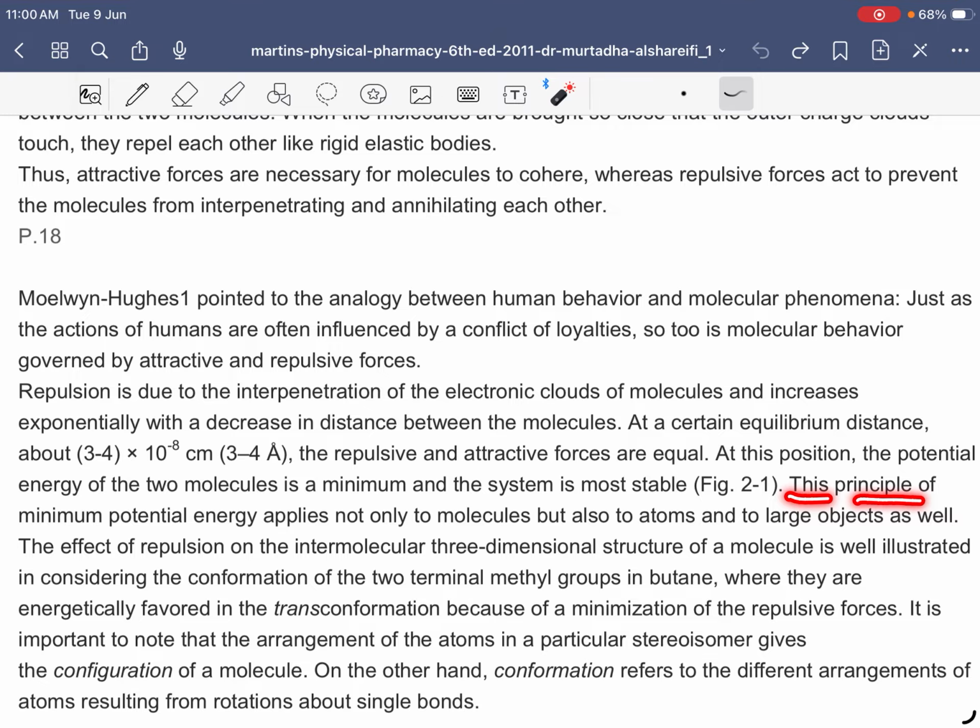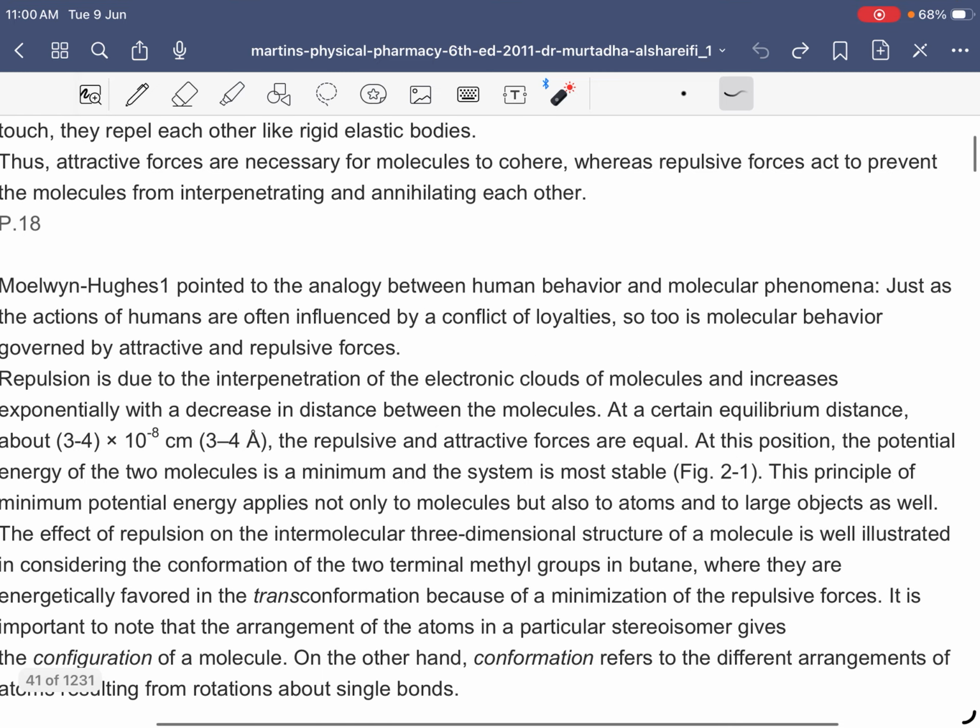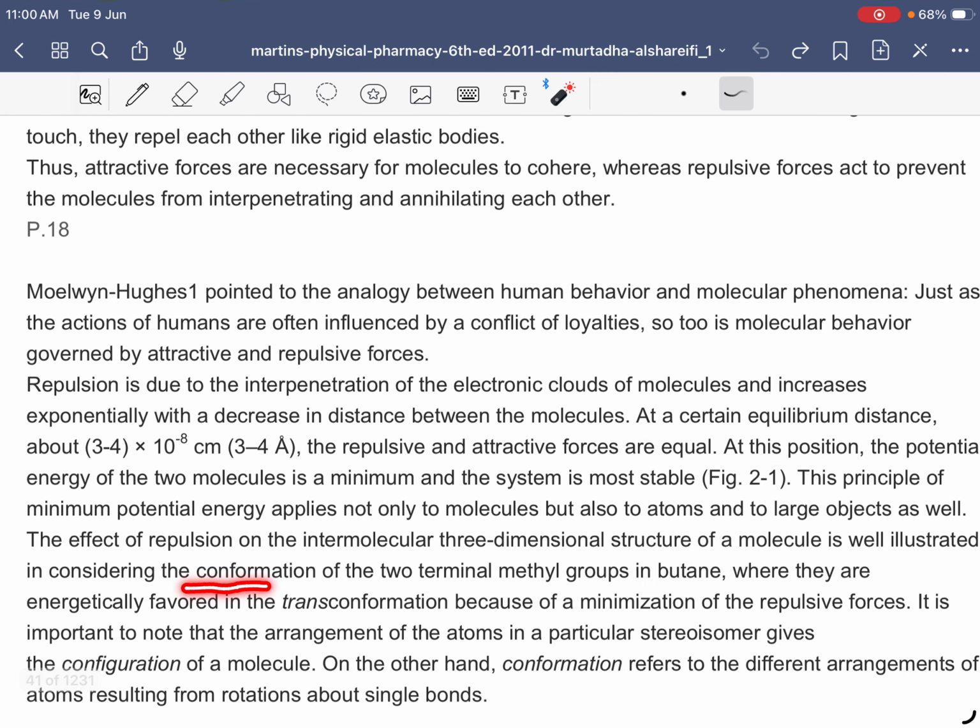Figure 2.1. This principle of minimum potential energy applies not only to molecules but also to atoms and to large objects as well. The effects of repulsion on the intramolecular three-dimensional structure of a molecule are well illustrated in considering the conformation of the two terminal methyl groups in butane, where they are energetically favored in the trans conformation because of a minimization of the repulsive forces.